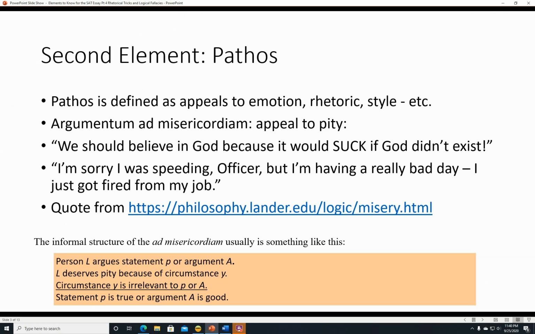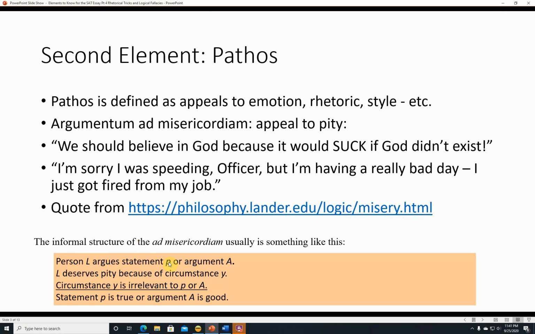It's worth a try, I suppose, with any argument to see if somebody might give you a pass just because you've shown, oh, I'm really sad, I really deserve a break. So the informal structure of this argument, from philosophy.lander.edu/logic: misericordiam, misery, get it?